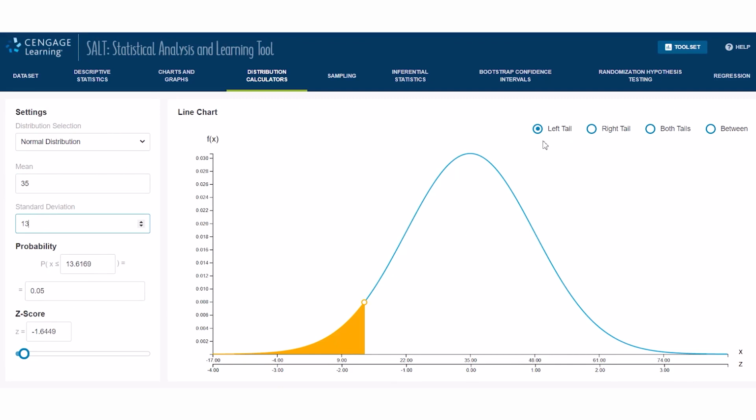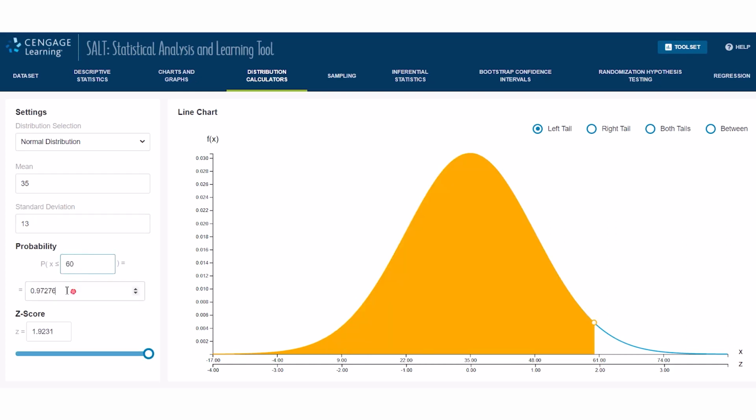Now, the student would select the tail. This provides a learning opportunity for them, whether they choose left tail, right tail, both tails, or between. For this particular question, left tail is the correct response. And we enter in the value here, and we get the p-value.